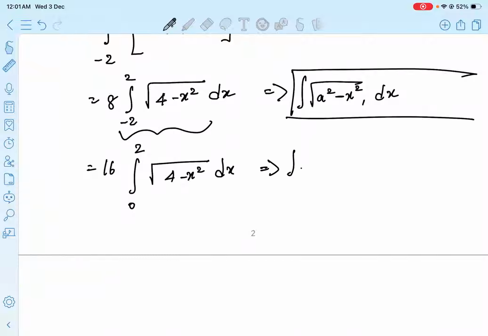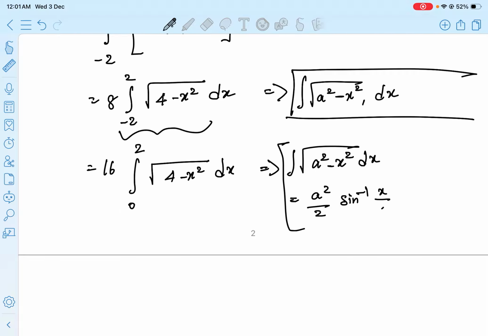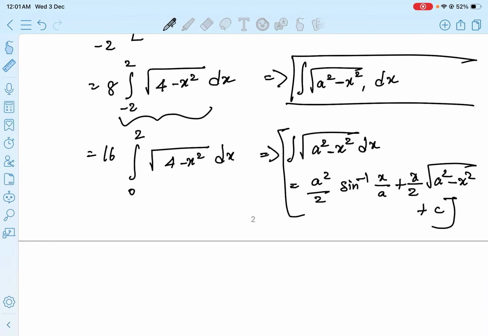So this I am going to write like this. Integral root of a square minus x square dx can be written as a square by 2 sine inverse x by a plus x by 2 root of a square minus x square plus c. This is a standard formula. For using this I have changed minus 2 to 2 into 0 to 2, and I have changed our 8 by multiplying with 2.